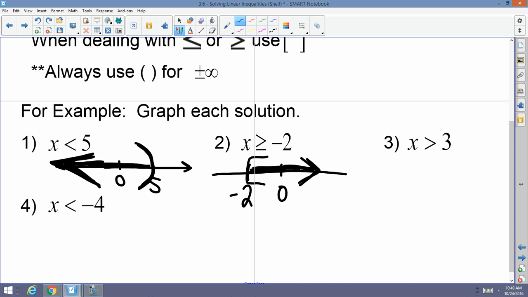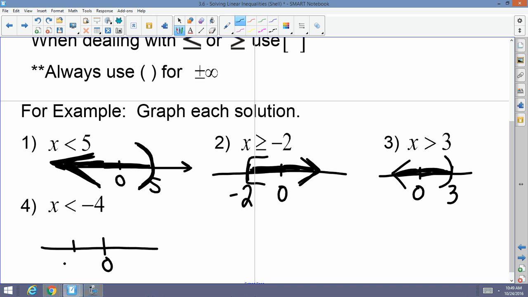That's simple. X is less than 3. Here's my 0. Here's my 3. Less than 3, parentheses. I'm shading to the left because all of those values are less than 3. X is less than negative 4. Here's my 0. Here's my negative 4. Parentheses, and I'm going to the left as well.